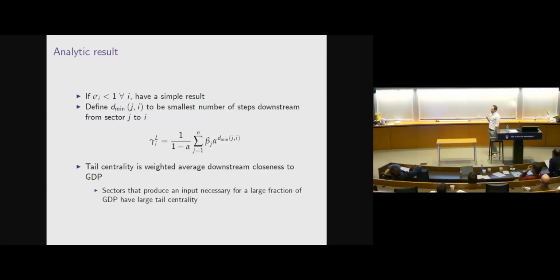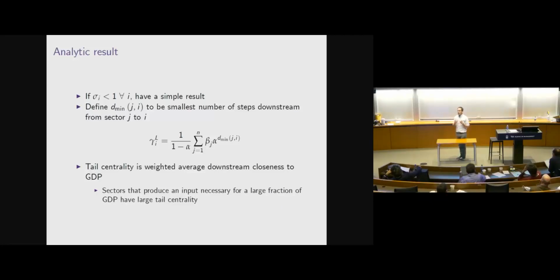One nice result that we have is if all the elasticities are less than 1, so if everything is complementary here, then what is going to determine the tail centrality of a given sector is what fraction of GDP is downstream of it and how far. Sectors that have more of GDP downstream, so think about something like electricity that's used as an input for everything. Electricity is going to have a very large tail centrality.